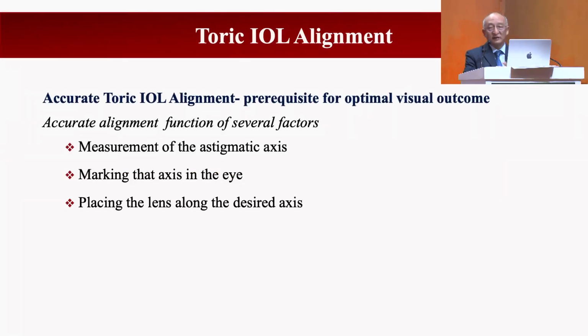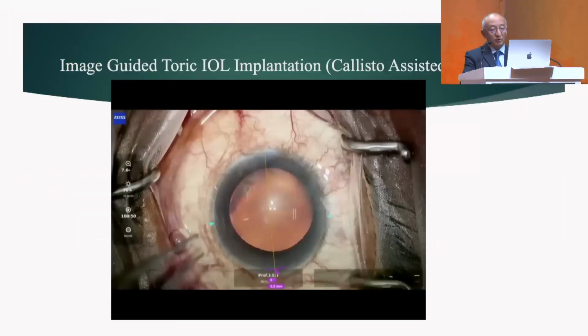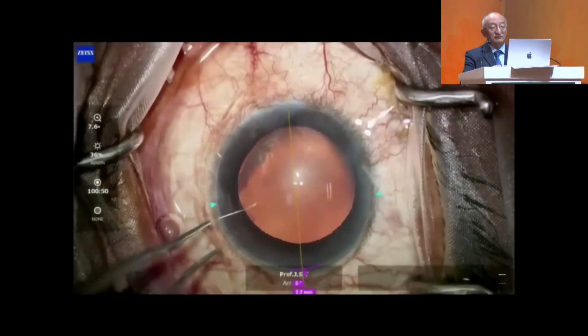I think measuring the corneal astigmatism, steeper axis is very, very important, and putting marks on the cornea is also very important. So you can do a manual marking, you can do image-guided surgeries, or you can have intraop aberrometry. That can all be effective in these cases also.